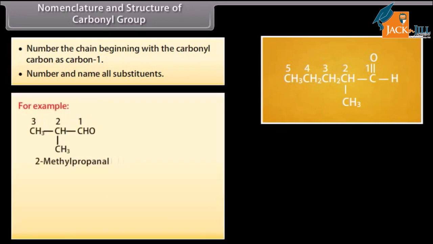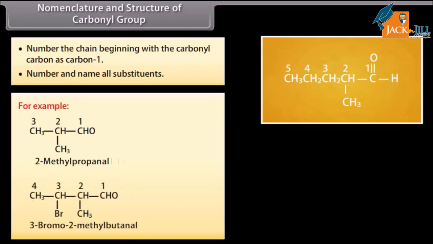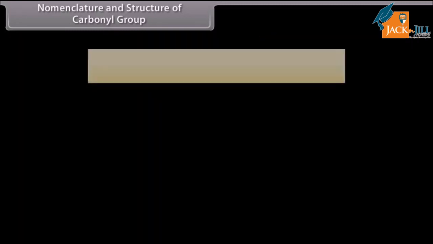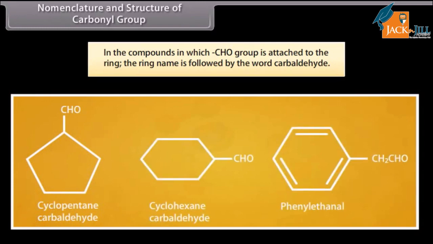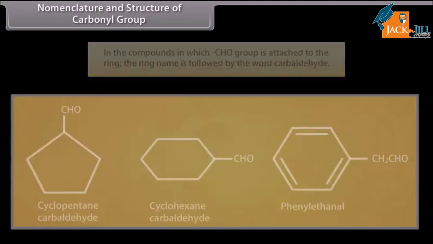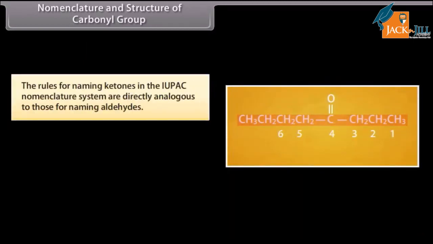For example, 2-methylpropanal, 3-bromo-2-methylbutanal. In the compounds in which aldehydic group is attached to the ring, the name is followed by the word carbaldehyde. The rules for naming ketones in the IUPAC nomenclature system are directly analogous to those for naming aldehydes.